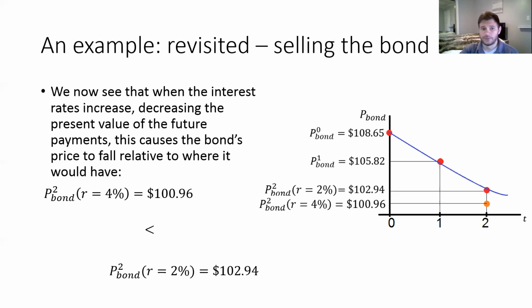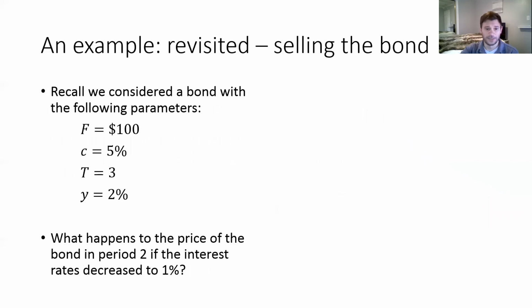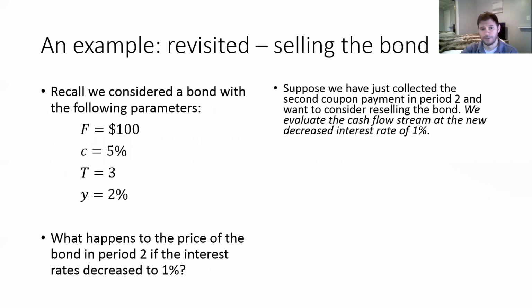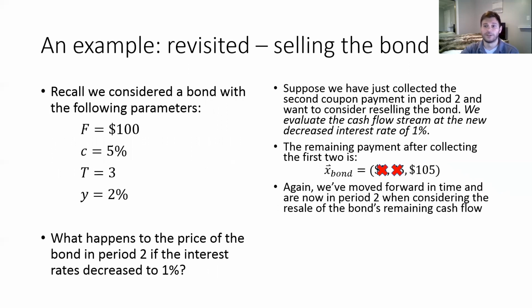Now what happens if the interest rate had gone down instead? Hopefully your intuition is telling you that if the interest rate goes down, and we considered an increase already from 2 to 4%, but now we're going to consider a drop in the interest rate, that should cause the price of the bond instead to go up. So same exercise. We're standing at the end of period 2, and now the interest rates drop to 1%. So we've just collected our second coupon payment in period 2, and we want to evaluate the value of that single remaining $105 payment, but now using a lower interest rate of 1%.